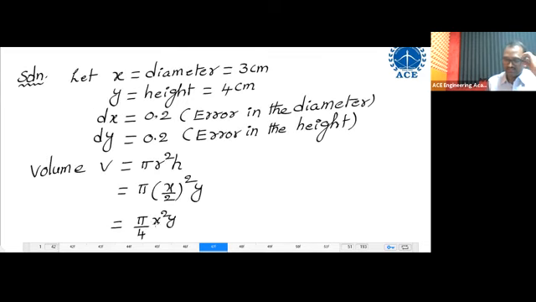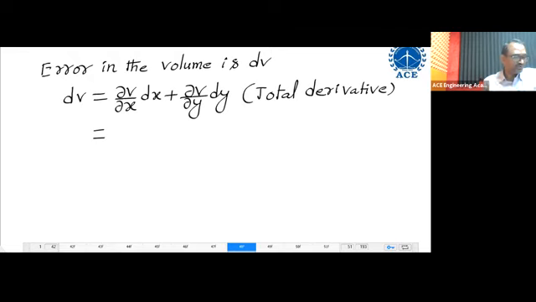∂V/∂x. This is V. ∂V/∂x is 2x, 2x by 4, that is x by 2. So that is pi x by 2 y, pi x by 2 y dx.